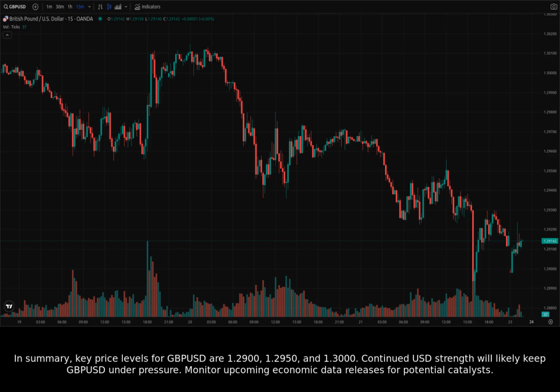In summary, key price levels for GBPUSD are 1.2900, 1.2950, and 1.3000. Continued USD strength will likely keep GBPUSD under pressure. Monitor upcoming economic data releases for potential catalysts.